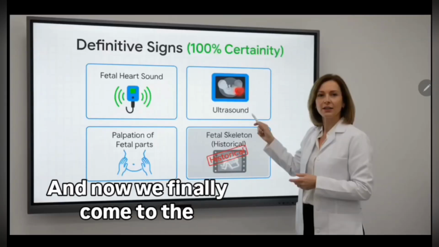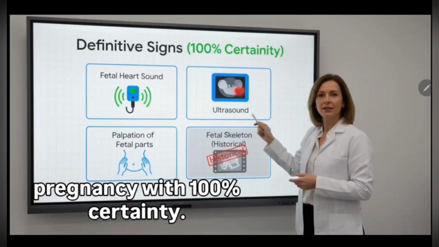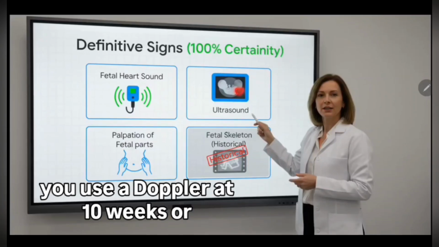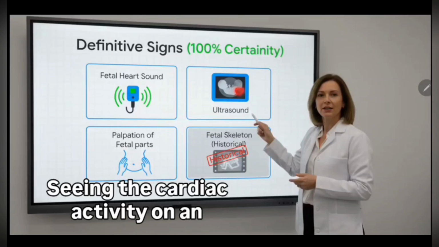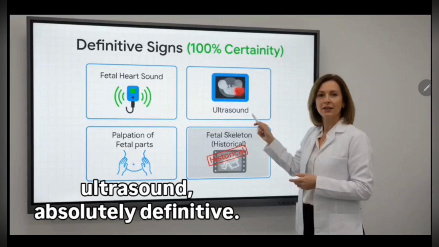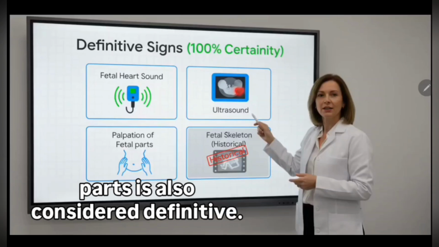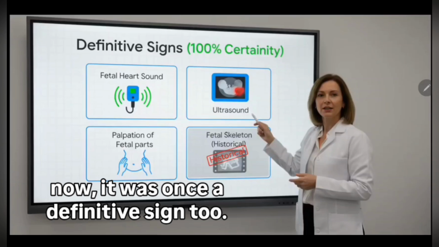And now we've finally come to the definitive signs, the ones that confirm pregnancy with 100% certainty. Hearing the fetal heart sound, whether you use a Doppler at 10 weeks or a stethoscope by 20 weeks, is definitive. Seeing the cardiac activity on an ultrasound, absolutely definitive. Being able to palpate distinct fetal parts is also considered definitive. And, while X-ray is historical now, it was once a definitive sign too.